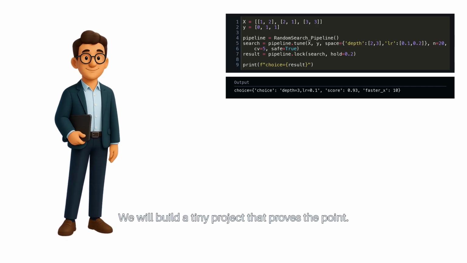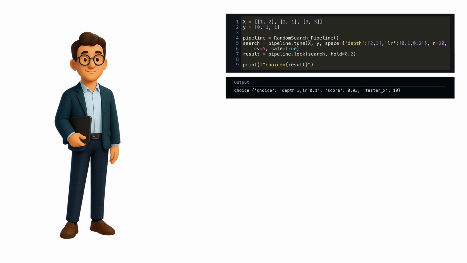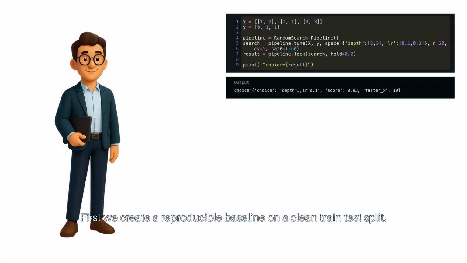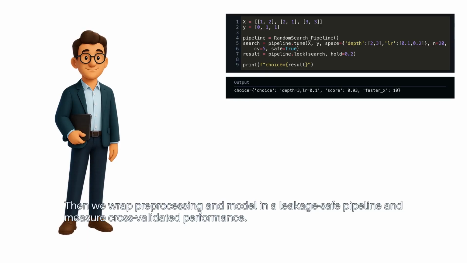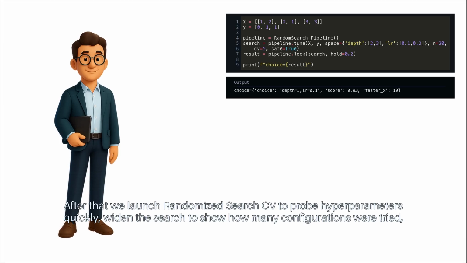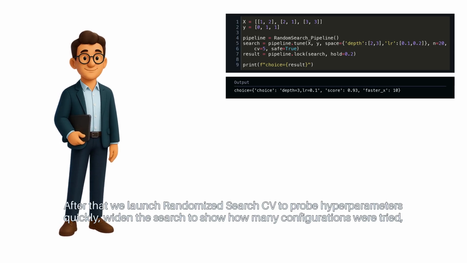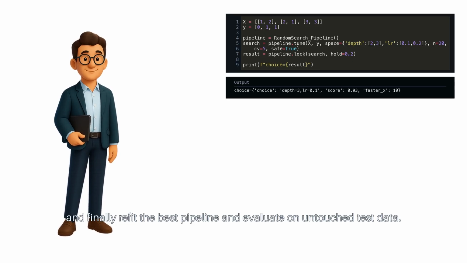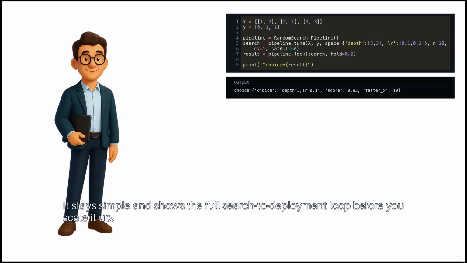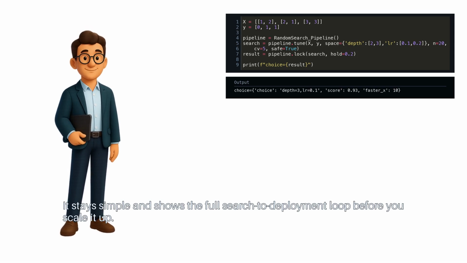We will build a tiny project that proves the point. First, we create a reproducible baseline on a clean train test split. Then, we wrap preprocessing and model in a leakage-safe pipeline and measure cross-validated performance. After that, we launch RandomizedSearchCV to probe hyperparameters quickly, widen the search to show how many configurations were tried, and finally refit the best pipeline and evaluate on untouched test data. It stays simple and shows the full search to deployment loop before you scale it up.